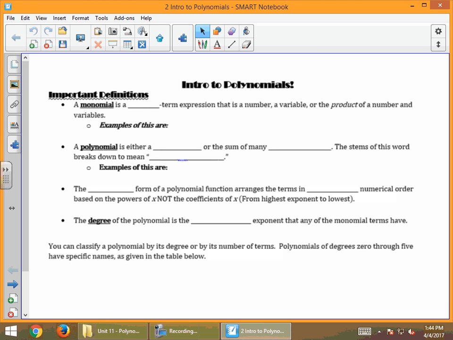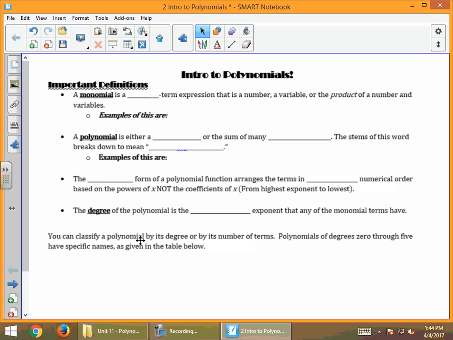So if we take a look at this first section, we're going to talk about some important definitions. One is a monomial, which is just a one-term expression that is a number, a variable, or a product of a number and variable. I'm going to write down a couple examples. One example could just be 5. Monomial. It's a number. Could just be a variable, so I can just say x squared. That's a monomial. And another example could be a product of a number and a monomial, like 7x to the 4th.